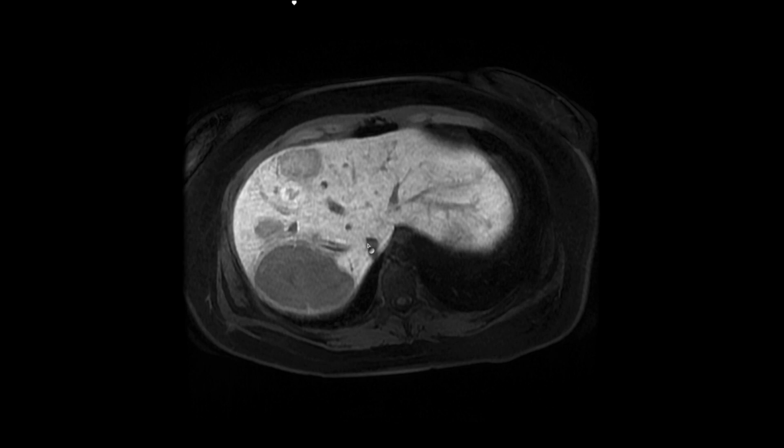Again, future videos are going to look at characterizing liver lesions. We'll have a liver MRI video. We'll also put out a pelvic MRI and a prostate MRI video as well to help you approach those studies.